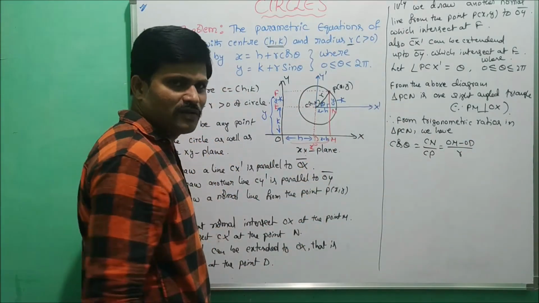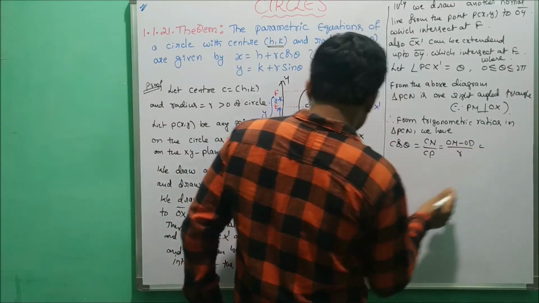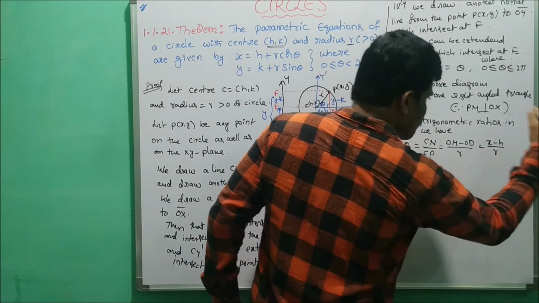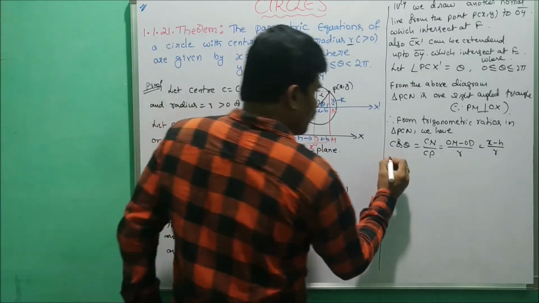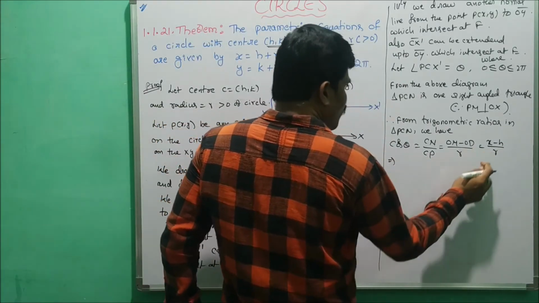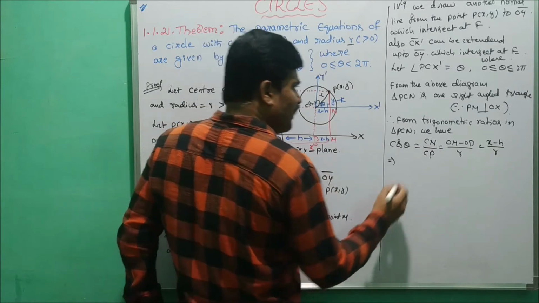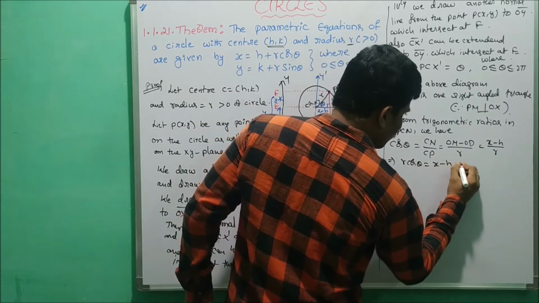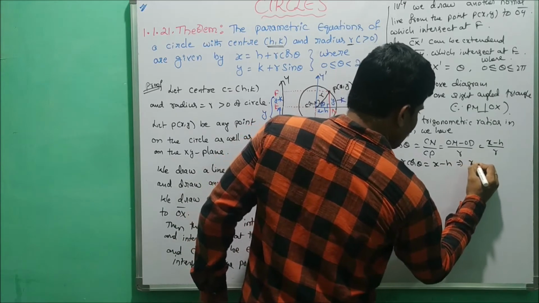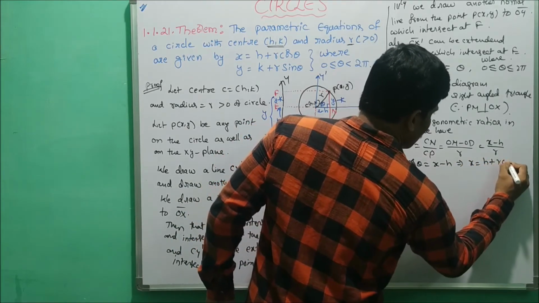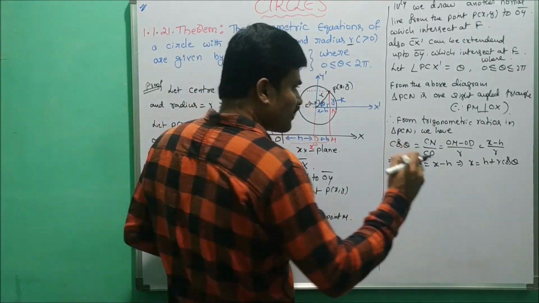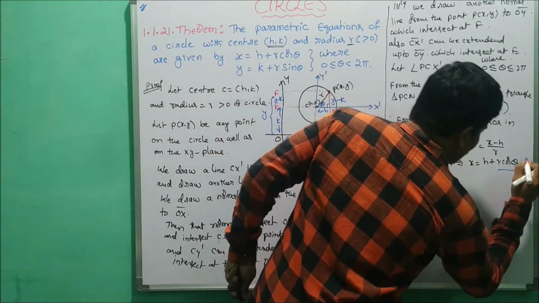CP is always equal to the radius, that is r. In that, OM is x, OD is h. So cos theta equals x minus h by r. Now we take r to the left side. We write r cos theta equals x minus h, which implies x equals h plus r cos theta, which is equation 1.